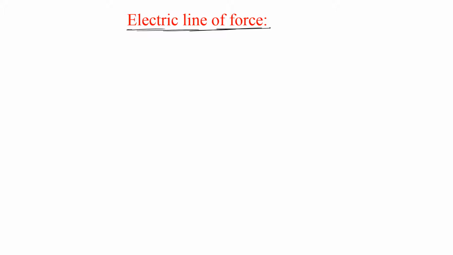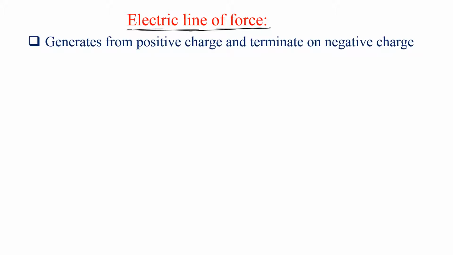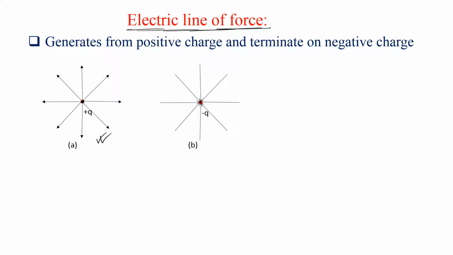Let me first inform you of some of the features of the electric line of force. First of all, it generates from a positive charge and terminates on a negative charge. That means if we have a positive charge Q, suppose this one is my charge, the line of force for this charge is always outward from this positive charge, which I have shown in this figure. And these are always perpendicular. And what happens for a negative charge? Suppose minus q is my negative charge, and the line of force for this is towards the charge. That means the charge is here, and the direction of the line of force is towards it.